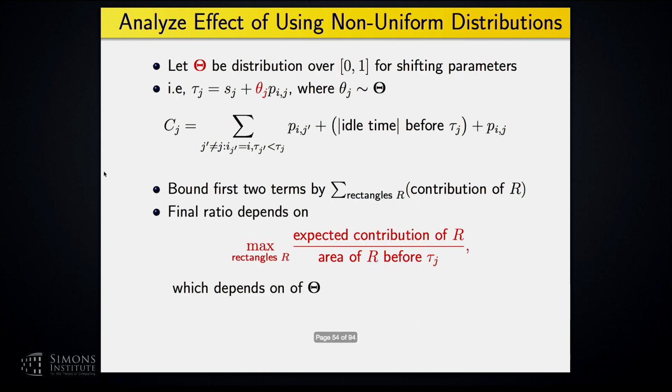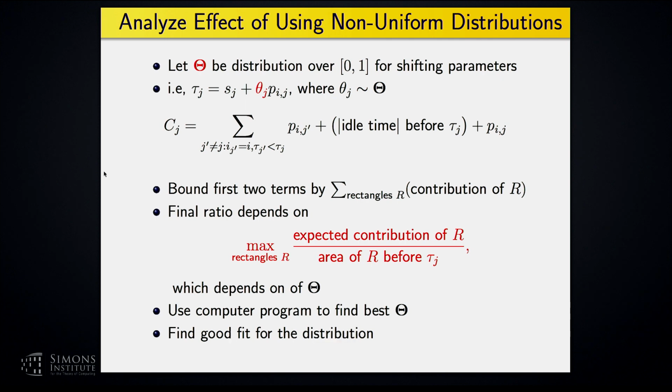Then it suffices to just bound the expected contribution of R to the integral solution divided by the area of R before tau j. So the total here over all R will be tau j. The total here over all will be the first two terms. This will depend on theta, and we discretize this distribution theta and use LP to find the best theta. But eventually we will find a good fit for this distribution, so we will get an analytical proof for the approximation ratio without using the program.